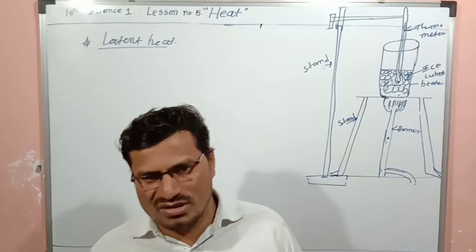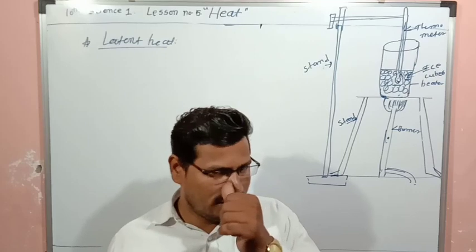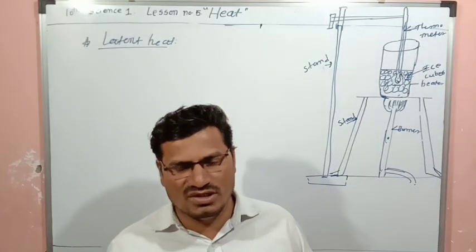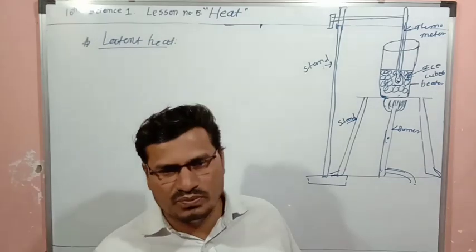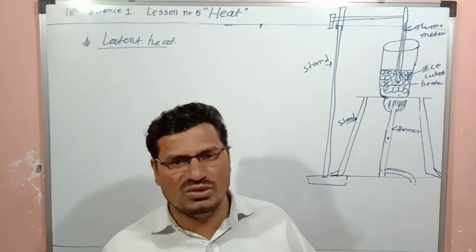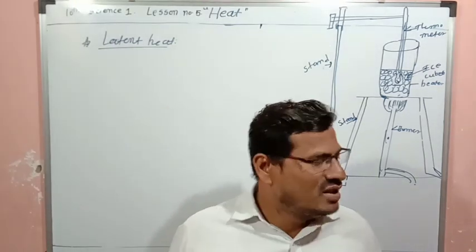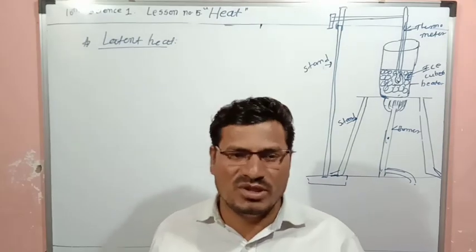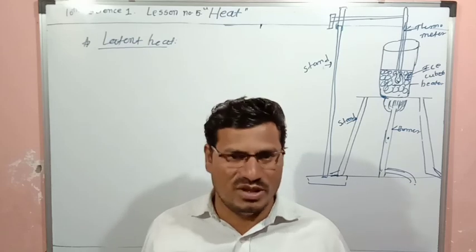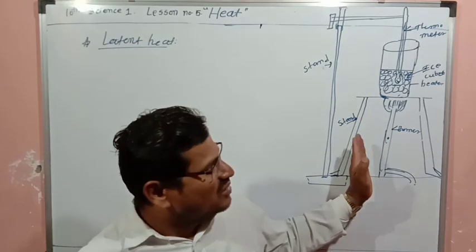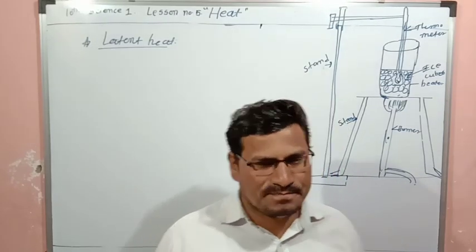Why will it remain constant? Because at 100 degrees Celsius there is also a change in state. Liquid is getting converted into its vapors. At that time also the temperature remains constant till all the water gets converted into vapors. So this is the condition, and one graph is given, and with the help of the graph also we'll see.